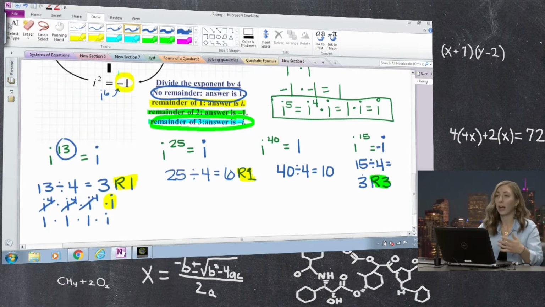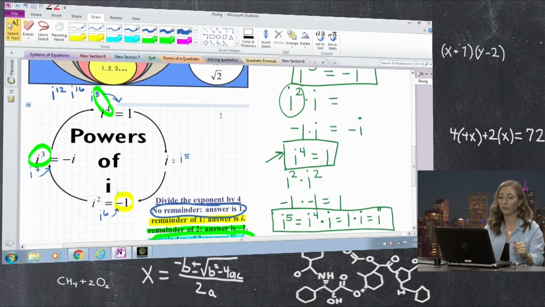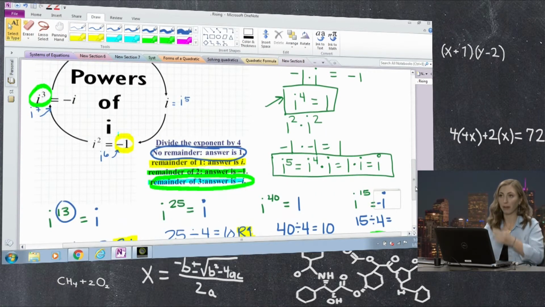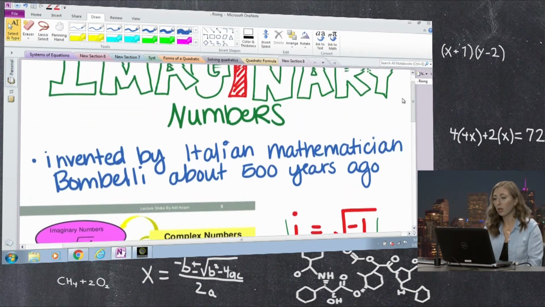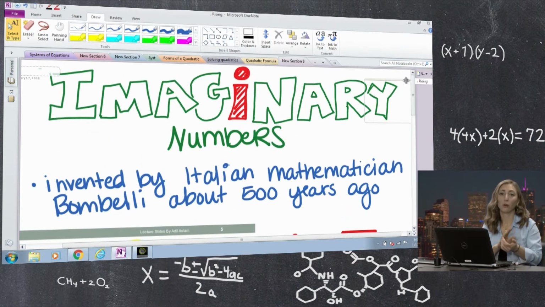So just to summarize, the first rule in working with imaginary numbers is that if we have powers of i, they are not simplified. We have to simplify them to one of these 4 answers. And you can do that by dividing your exponent by 4 and looking for the remainder. And that is how we work with i, or imaginary numbers. We'll talk a little bit more about how to work with them later on.